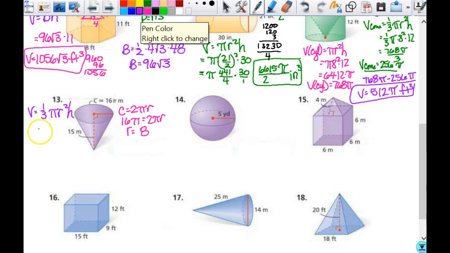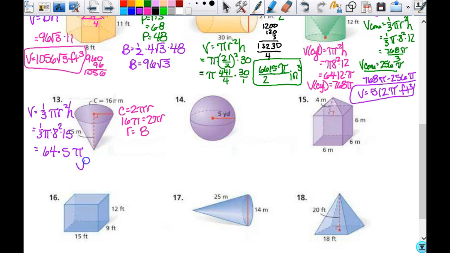So this gives me 1/3 pi times 8 squared times the height, which is 15. All right, so I can take 1/3 of 15 at this point, right? So I can get 8 squared is 64 times 5, and then pi. So your volume in the end is going to be what? 320 pi.